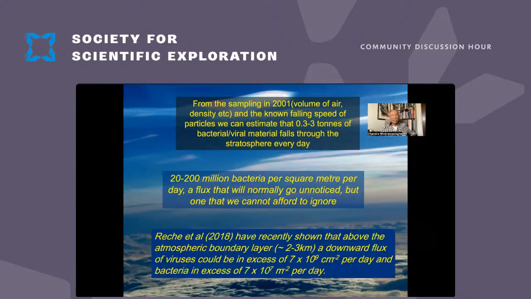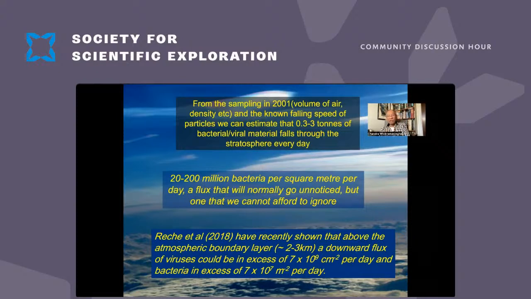3 years ago, or 4 years ago, a team of European American scientists, Rich is the principal investigator, have recently shown that above 2 to 3 kilometers, there's a downward flux of viruses that could be in excess of 7 billion per square centimeter. Now I said per square meter, now it's per square centimeter per day, and viruses in excess of 70 billion per square meter a day.